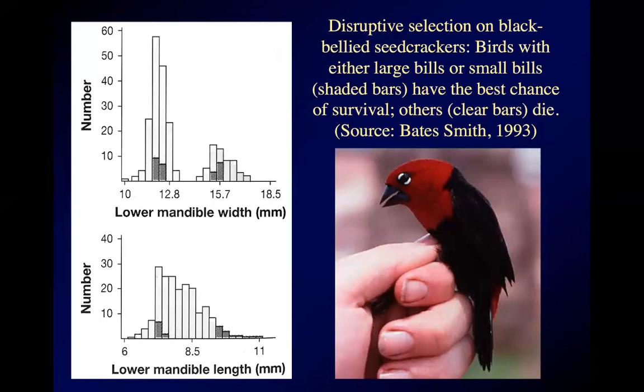I'd have to go back and check the paper to figure out exactly why this is happening. It may be a situation where in their environment, there are small seeds and there are large seeds, but there aren't any seeds in the middle. If that's the case, this is a case of disruptive selection, where there's selection against the mean and selection that favors both of the extremes.